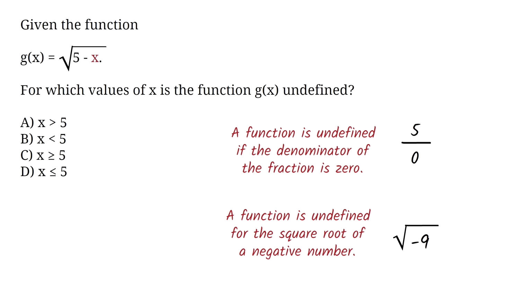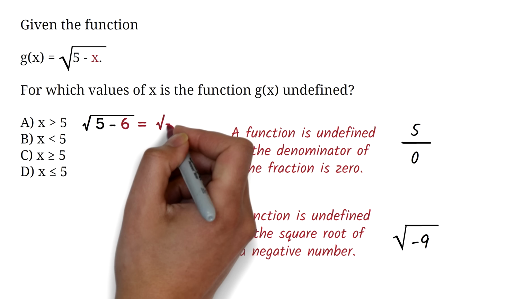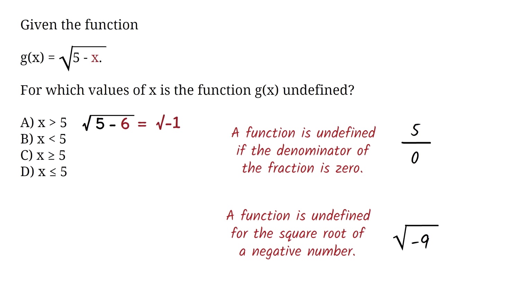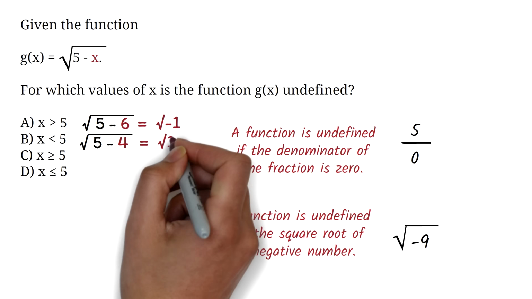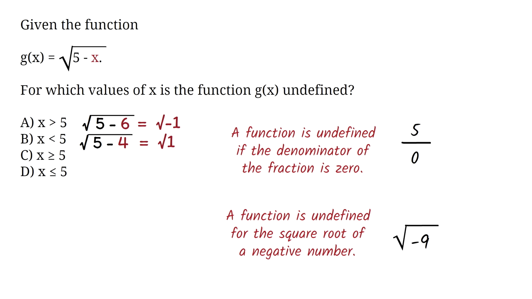Let's look at our options. Option A says, when x is greater than 5. We pick a number that is greater than 5 and test it. We can use 6. 5 minus 6 is negative 1. Since we have a negative number, option A is correct. Let's look at the other options. Option B is obviously wrong. Option B says, when x is less than 5. We pick the number 4 and test it. 5 minus 4 is 1. This is not negative, so it is wrong.